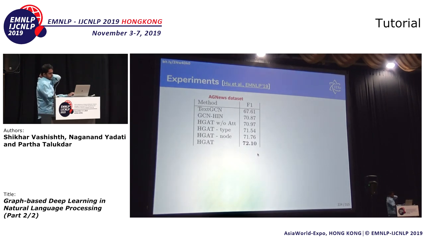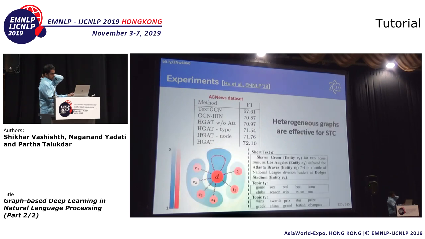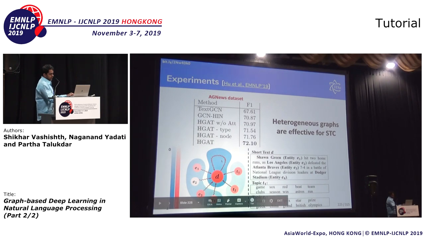As we can see in the table, this also shows an ablation study. The proposed model is the heterogeneous graph attention network. As we can see, all the components in the proposed model are useful for short text classification. This is heterogeneous graph attention without attributes, HGAT without type attention, and so on. They also have a case study where they show that these attention values actually have some meaning.